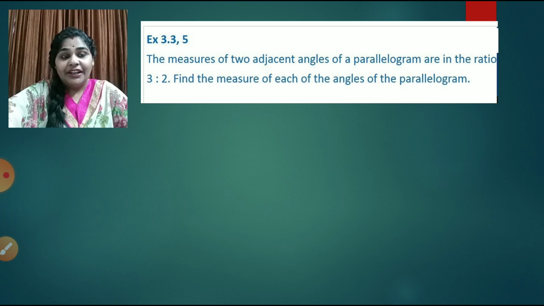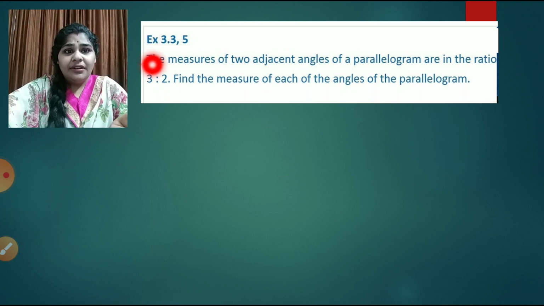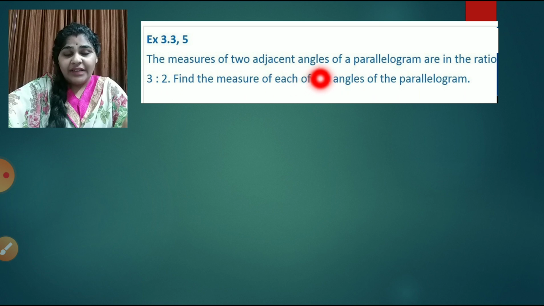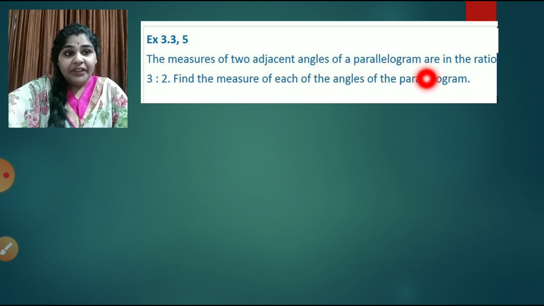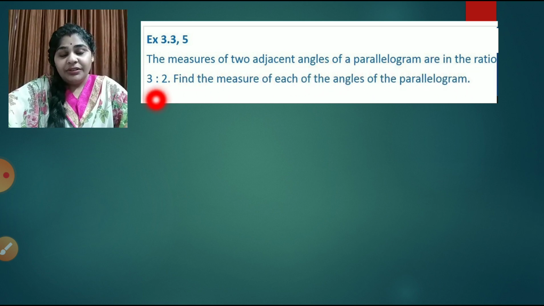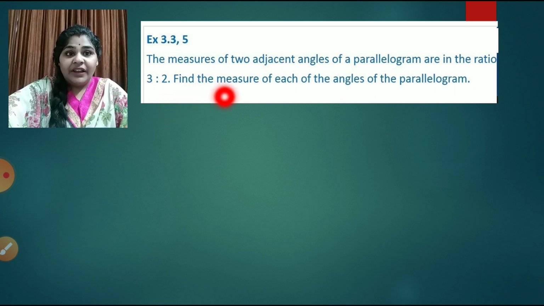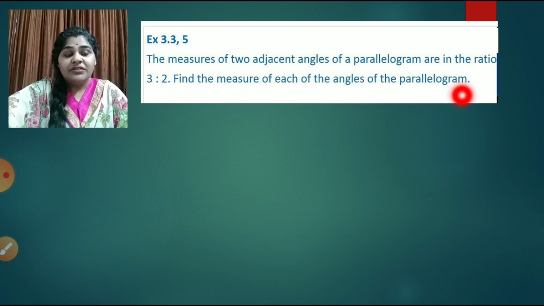Now this is a kind of word problems, children, word sums. So you have to form an equation, like earlier also we have learned how to form an equation, how to solve it, right? So this is a kind of that. Let us see how you have to solve it. The measure of two adjacent angles of a parallelogram are in the ratio 3:2. Find the measure of each of the angles of the parallelogram.